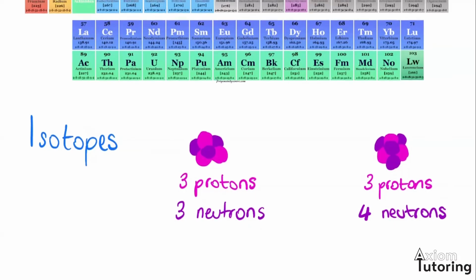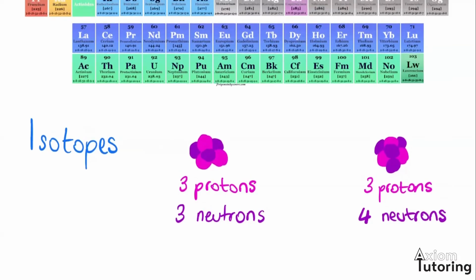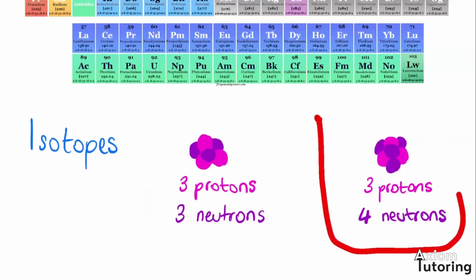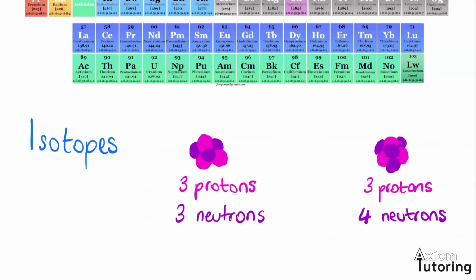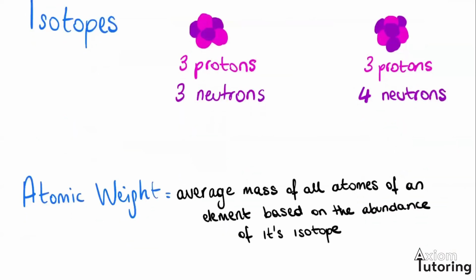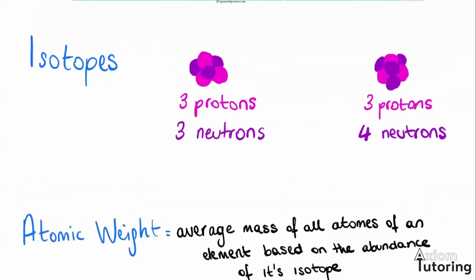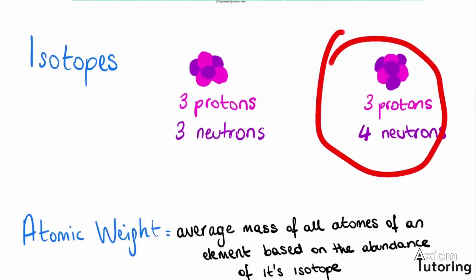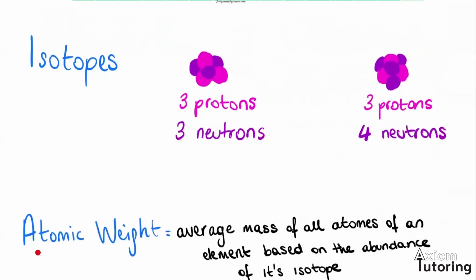So what the periodic table has done to accommodate the many different types of isotopes that are present for a single element is use an average of the mass of all the atoms of an element, but based on the abundance of each isotope. So if this isotope is more abundant than this isotope, the atomic weight is going to be closer to this mass number.